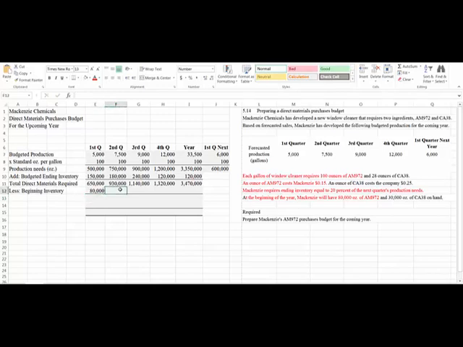Now, the beginning of the second quarter, our inventory is equal to the ending inventory of the prior quarter. All right, so the beginning inventory for second quarter is ending inventory for the first quarter. All right, so we can drag that across, and we have our beginning inventory for each of the periods. Now, our beginning inventory for the year is equal to our beginning inventory at the beginning of the first quarter. All right, and now we're going to say our budgeted purchases.